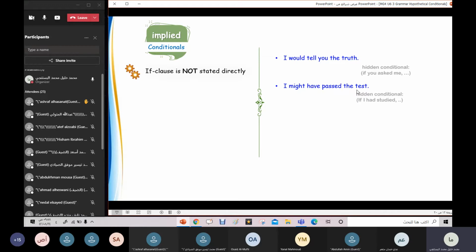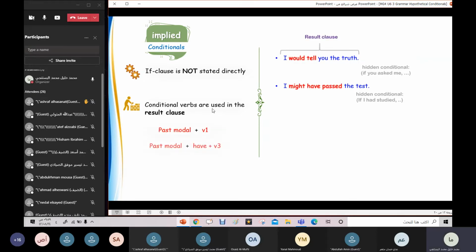I might have passed the test. If I had studied, I might have passed the test. We would have helped you. If you had asked us, we would have helped you. I would have called the police if I had been there. Conditional verbs are used in the result clause. Here are the two forms, past modal and past modal plus have plus verb 3.